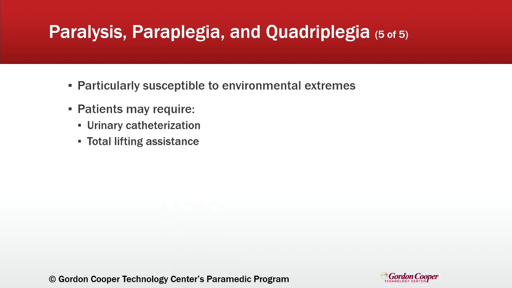Patients with paralysis are essentially vulnerable to environmental extremes. They most often cannot regulate skin perfusion effectively and manage heat and cool. So the autonomic nervous system fluctuations actually increase the risk for both hypothermia and hyperthermia.